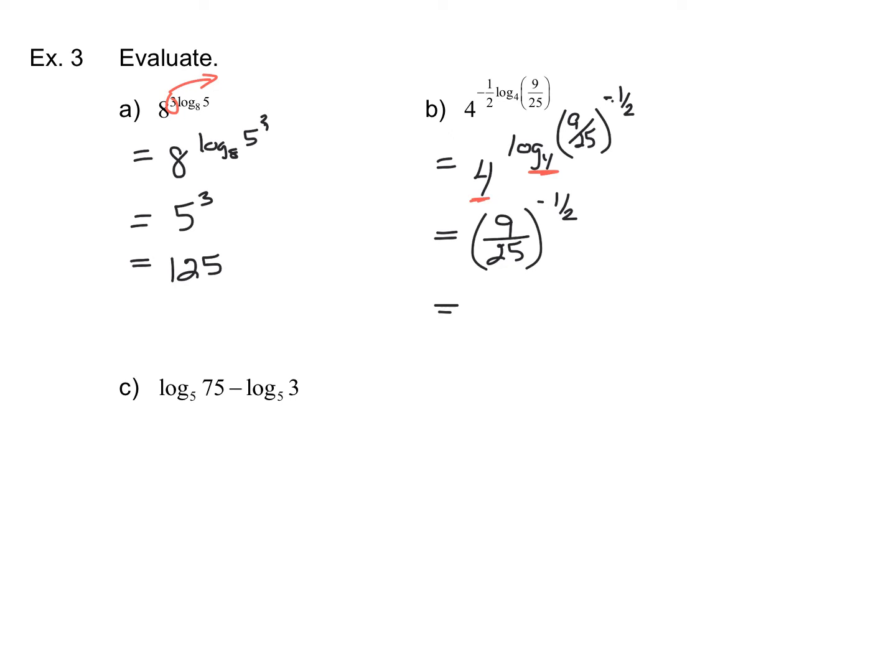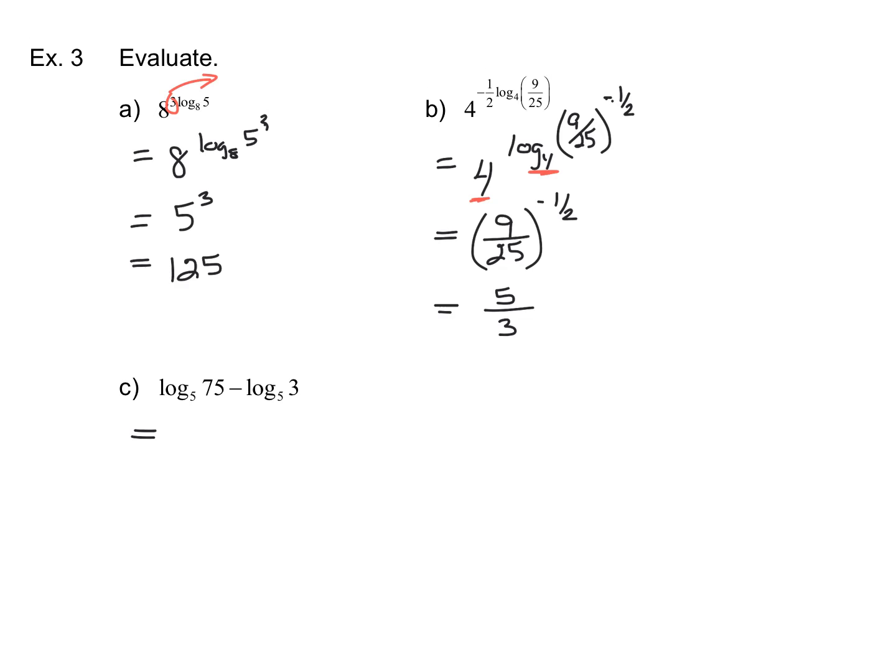Of course, the 1/2 would take the square roots. The negative would flip it, so we're going to end up with square root of 5, or square root of 25, which is 5, over the square root of 9, which is 3. And there's our final answer.